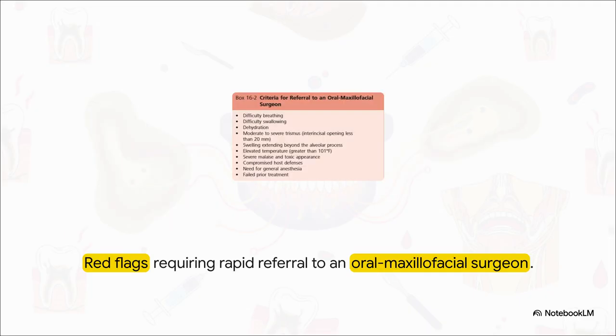And you absolutely must initiate a rapid referral if you see any of these red flags. We're talking difficulty breathing or swallowing, a temperature elevated over 101 degrees Fahrenheit, or moderate to severe trismus where their interincisal opening is less than 20 millimeters. These are giant warning signs that the infection is winning and advanced surgical airway management may be imminent.